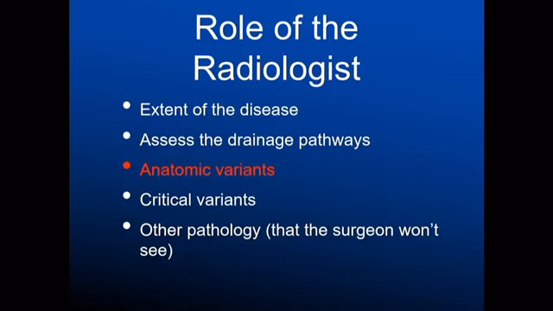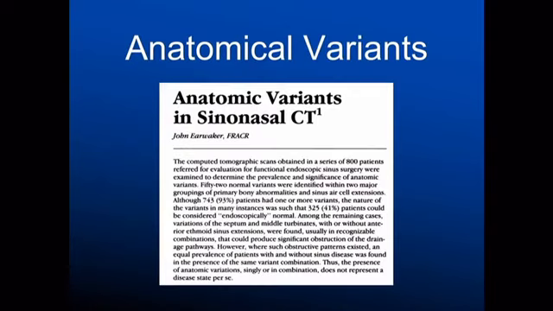Okay, so anatomical variants. We all learnt in first year radiology that there were millions of anatomical variants within the sinuses, and John Erica, one of our colleagues from the PA, published this article and found that 93% of patients on sinus CTs have some anatomical variant. So it's basically normal to have an anatomical variant. So why does any of that matter, and should we be reporting all of these variations?